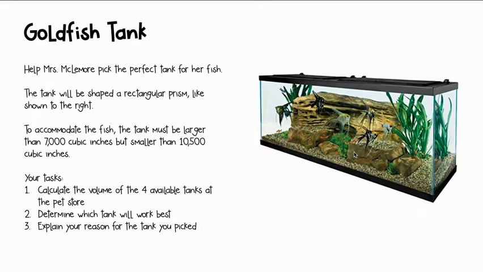So here are your tasks. Number one, you're going to go through each of the slides, and you're going to calculate the volume of the 4 tanks that were at the pet store. So I would have your piece of paper, and I would write down number 1, find the volume, number 2, find the volume, number 3, find the volume, number 4, find the volume. Have a piece of paper. You need that. All right, number 2. Then you need to look at all the volumes you found. Hopefully you calculated them correctly, and determine which tank will work best. Then for your reflection, you're going to explain your reason for the tank you picked. All right, let's take a look at what we need to do.